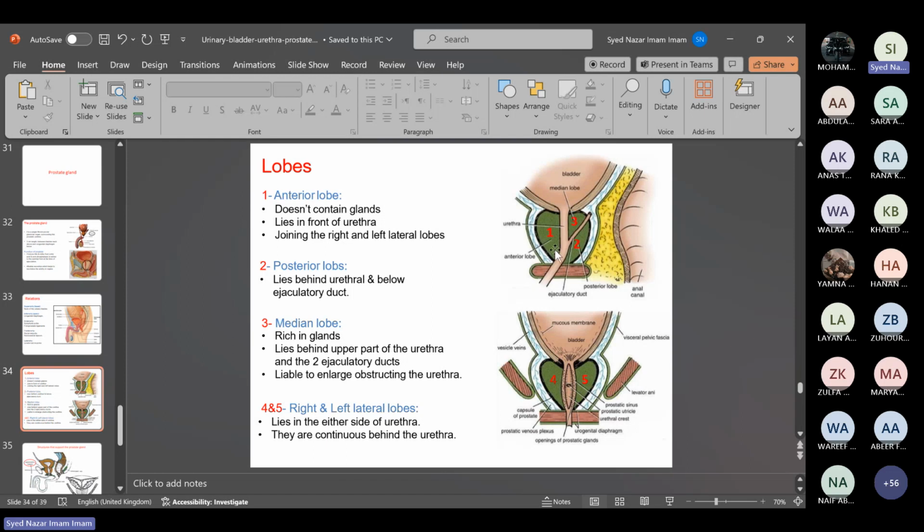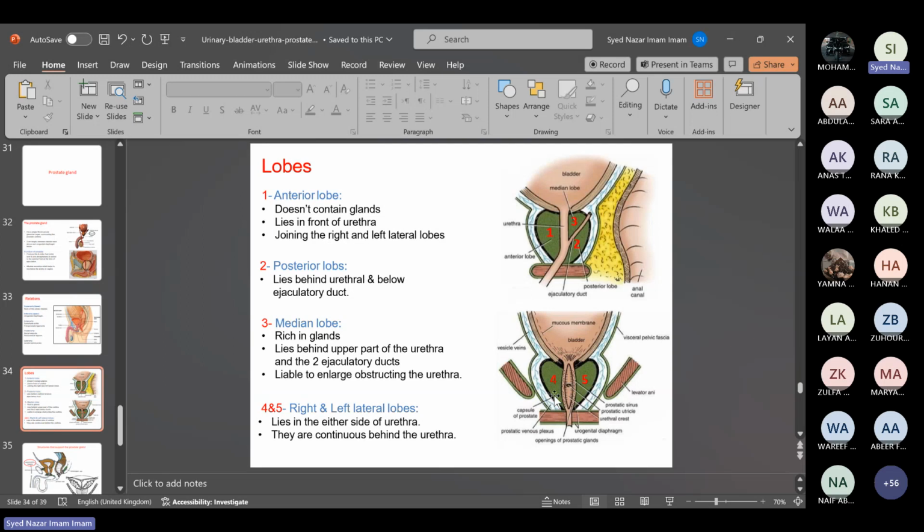So we have three lobes, which you can see from this section. And then there are two lobes which are lateral. Those are called the right and left lateral lobe. So here in this picture, you can see we have two lobes. So there are five anatomical lobes: anterior, posterior, median, and two lateral lobes.